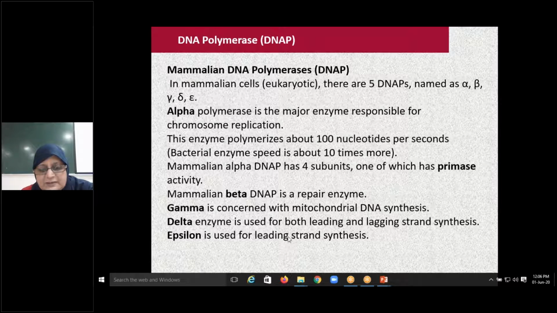And epsilon is mainly for leading strand synthesis, and even then the function of epsilon is not very clear. So here we said that the important bacterial enzymes are DNA polymerase 1, which is involved in repair, and DNA polymerase 3, which is involved in replication. For eukaryotes, alpha polymerase is responsible for primase, beta for repair, and it is delta mainly that is concerned with replication for both leading and lagging strand. Although epsilon's role is not very clear.